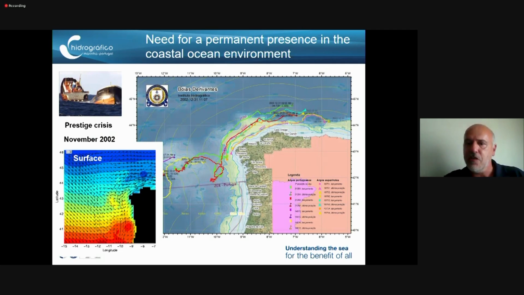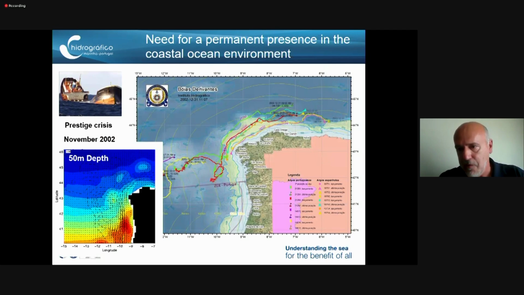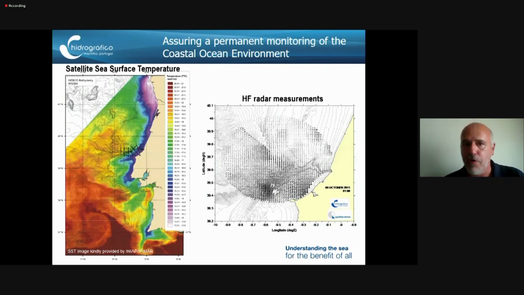So the success at this point of the numerical models used for the forecast in these conditions was also linked to our capacity to incorporate knowledge about this process. At that moment, this was made based on previous observations, so we didn't have observations that were contemporary of the accident, and some success was available, but this really indicated us the need for assuring a permanent monitoring of the coastal ocean environment. Of course, we have satellite imagery.